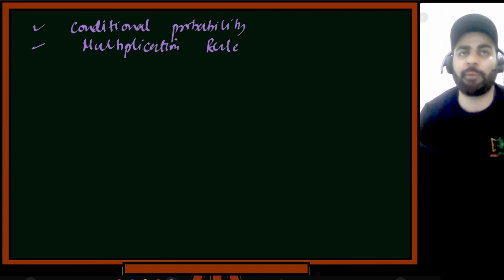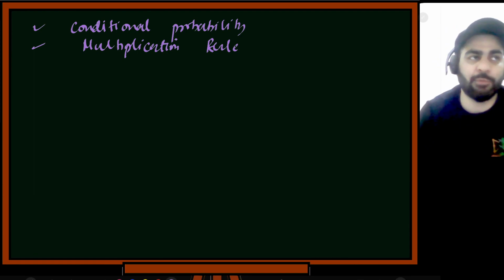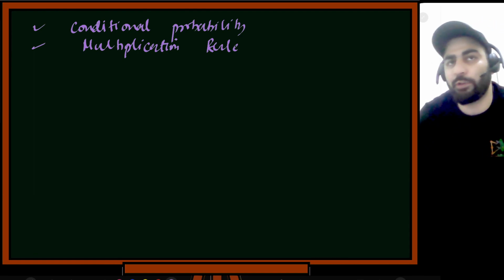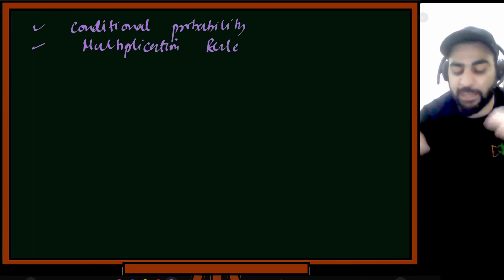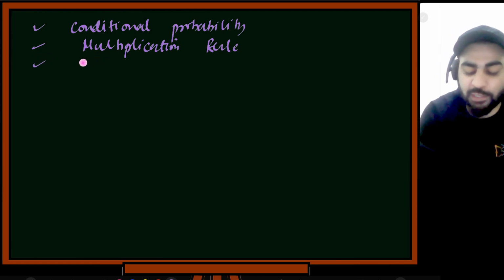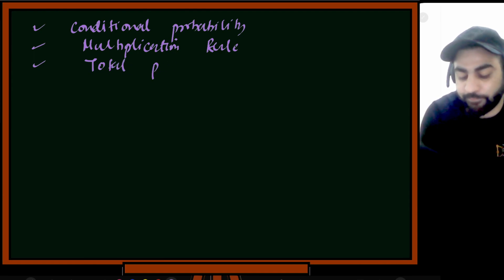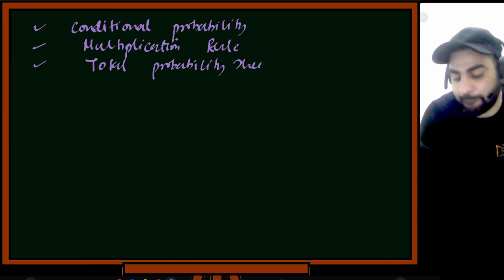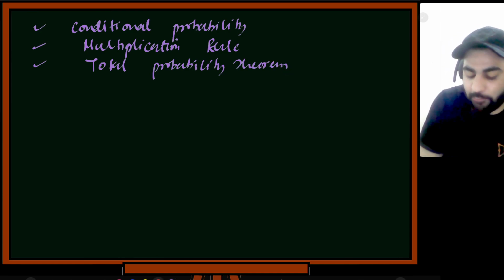Okay, we're just setting up our things for these. The conditional probability we defined first. Then from the conditional probability, we came up with the multiplication rule. Then we saw the law of total probability. We call it the total probability theorem. Again, we saw this in an example.